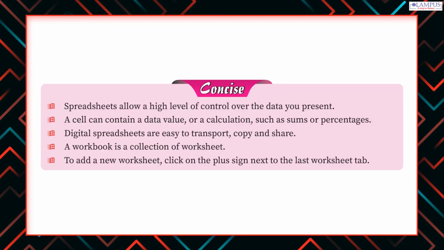Concise. Spreadsheets allow a high level of control over the data you present. A cell can contain a data value, or a calculation, such as sums or percentages. Digital spreadsheets are easy to transport, copy and share. A workbook is a collection of worksheets. To add a new worksheet, click on the plus sign next to the last worksheet tab.